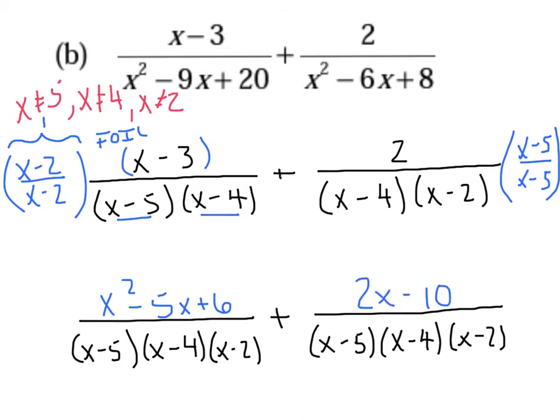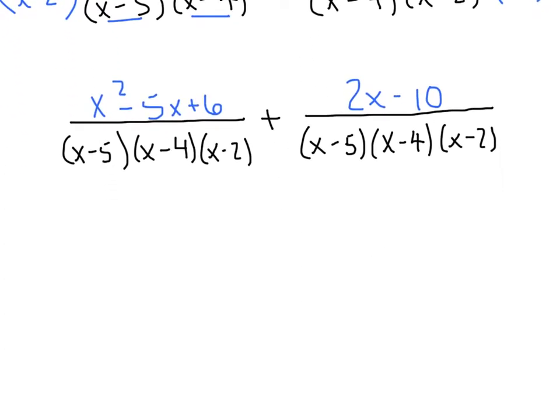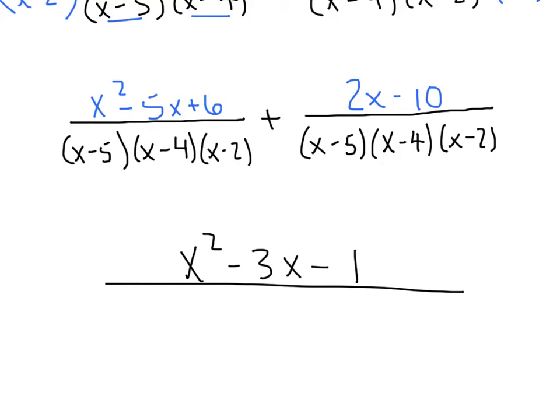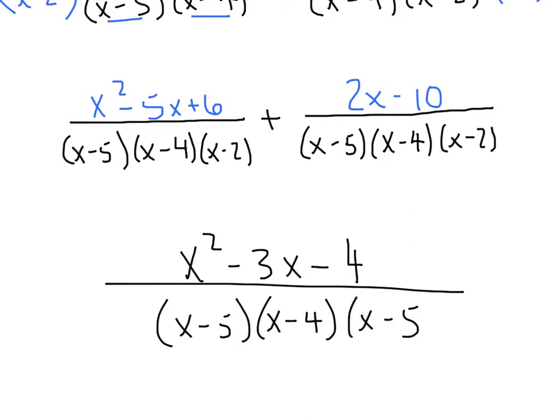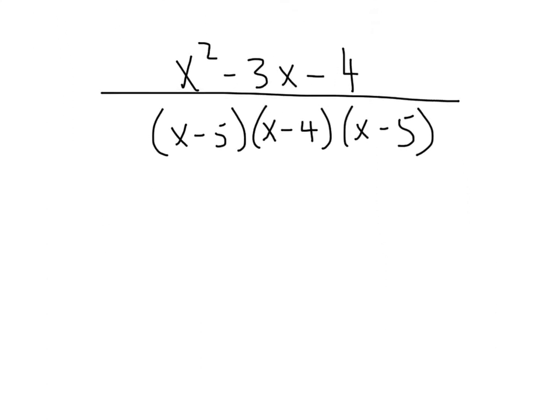And at this stage of the game, we are almost done. We're simply going to combine our numerators by combining like terms. I end up with x squared minus 3x minus 4 all over my common denominator of x minus 5, x minus 4 times the factor x minus 2. Ladies and gentlemen, can we do any more work? Well, this is the first one where I've had a numerator that is factorable.